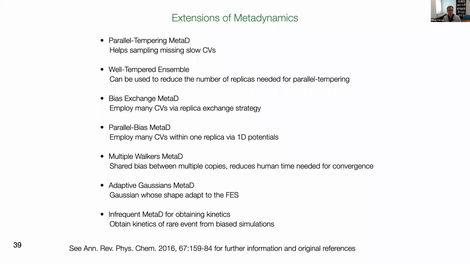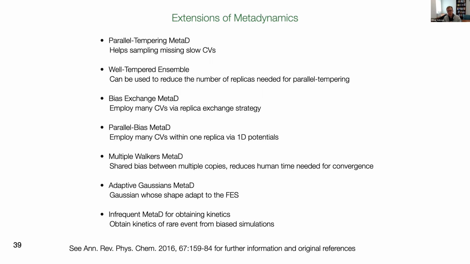And you will see an example of this. Some extensions of meta-dynamics have been developed. I will not go through all of them, but just mention them, like parallel tempering meta-dynamics, which helps the sampling when missing slow collective variables, or well-tempered, which can be used to reduce the number of replicas needed for parallel tempering. Also multiple walker simulations, where you have multiple walkers running at the same time and sharing the bias potential between the simulations. This is something that will be done in the tutorial tomorrow.